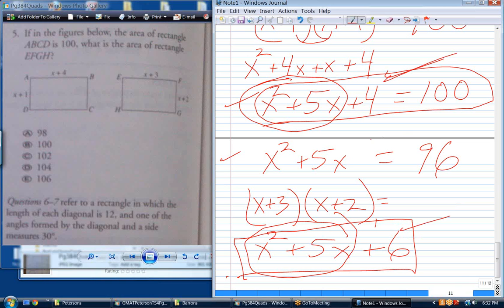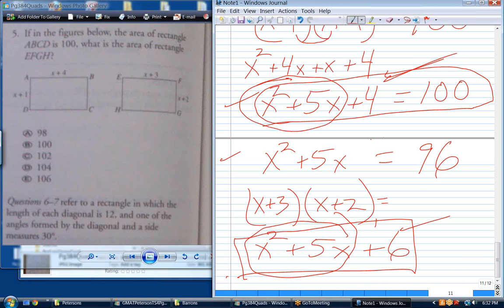So notice that we were able to answer the question without solving for x. We never did solve for x, and that's a good thing because it wasn't easy to solve for. That quadratic was difficult to factor. It was difficult to factor 96 into two numbers that subtracted to 5.